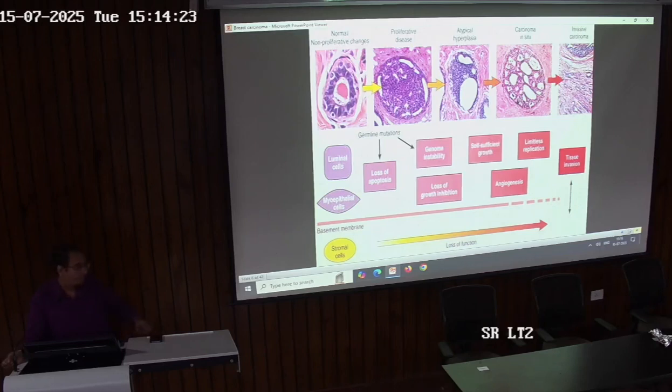Now the germ cell mutation, the loss of apoptosis is the main cause; the cell forgets how to die. Genome instability, self-sufficient growth, limitless replication, and loss of growth inhibition. These are all the factors which lead to malignancy.